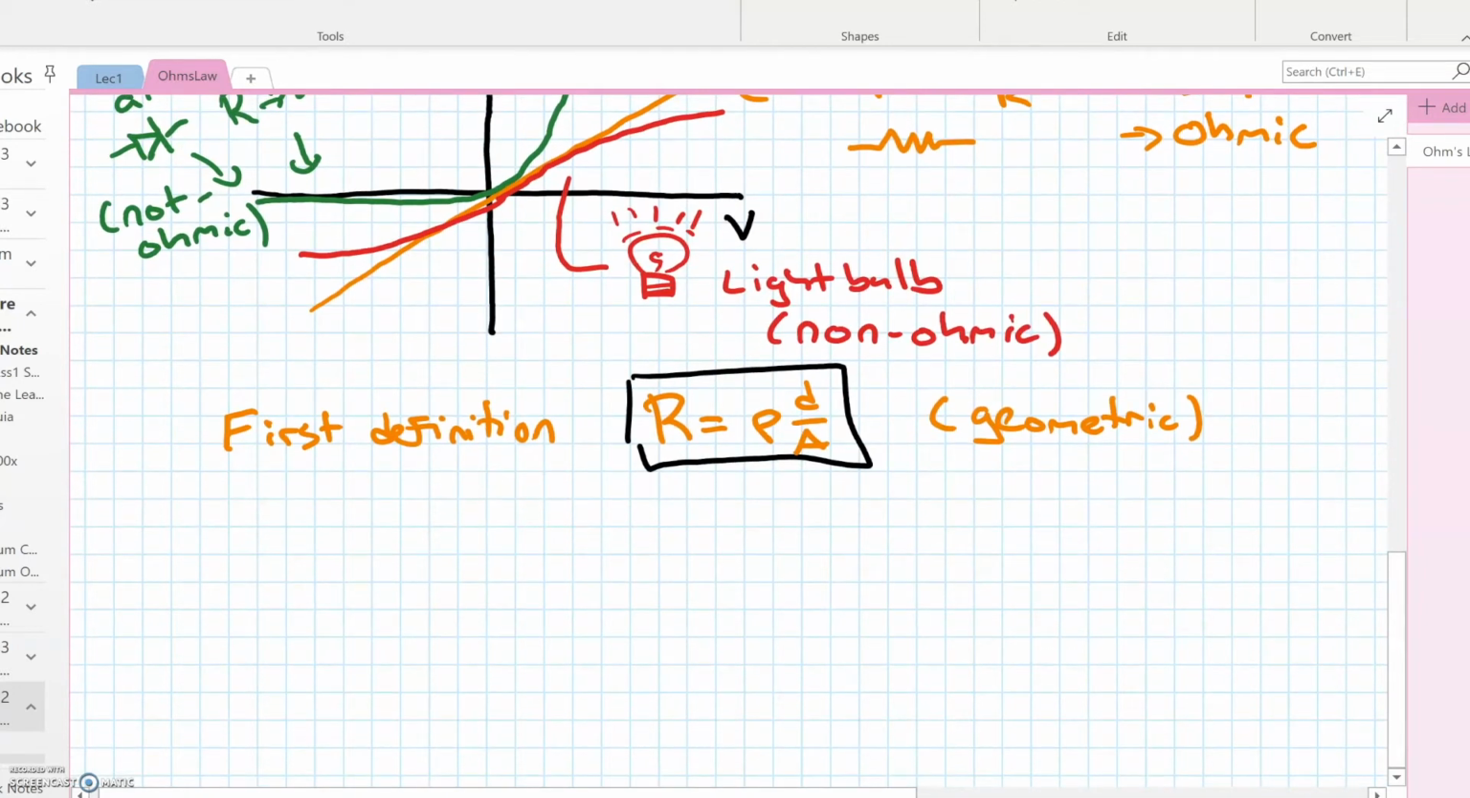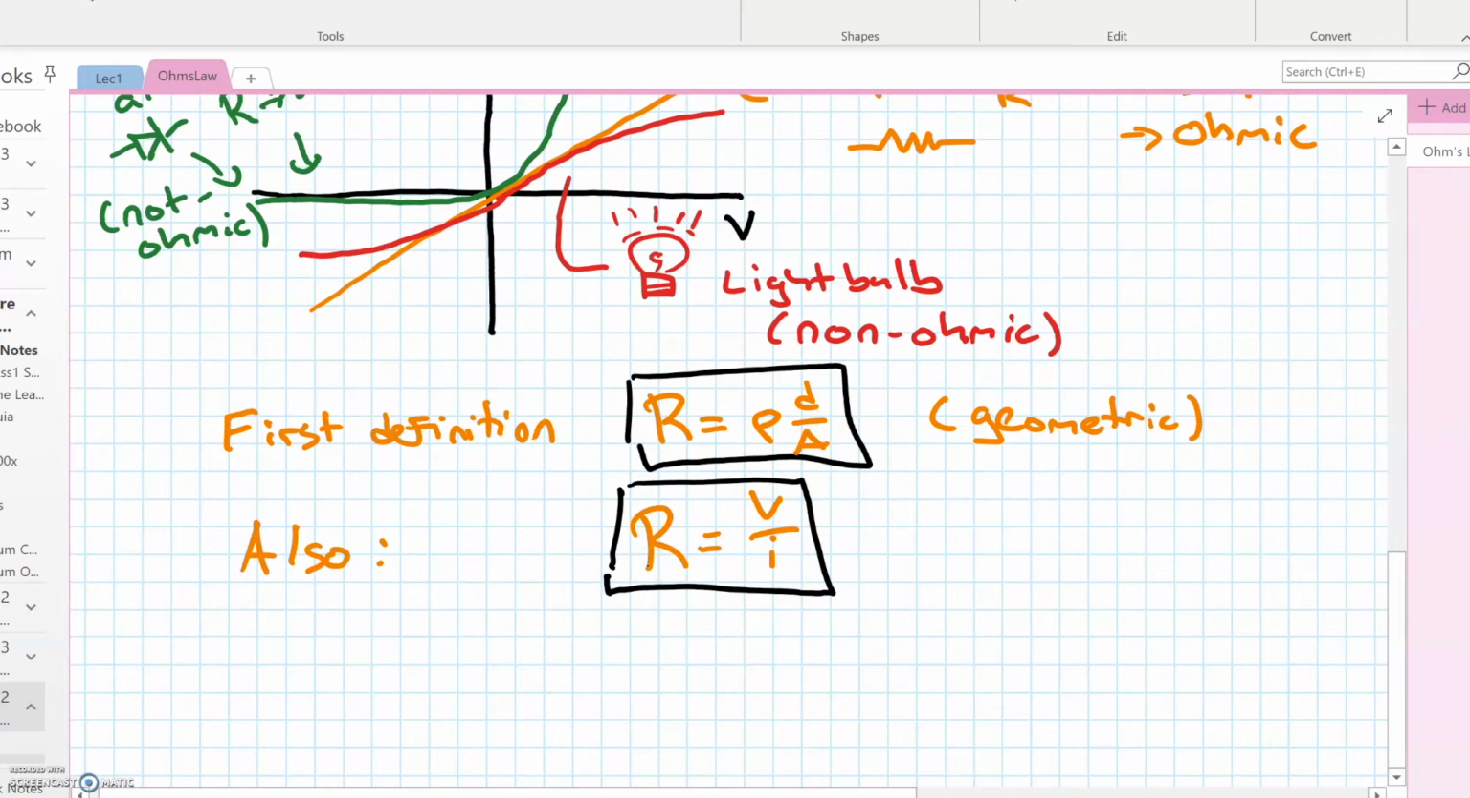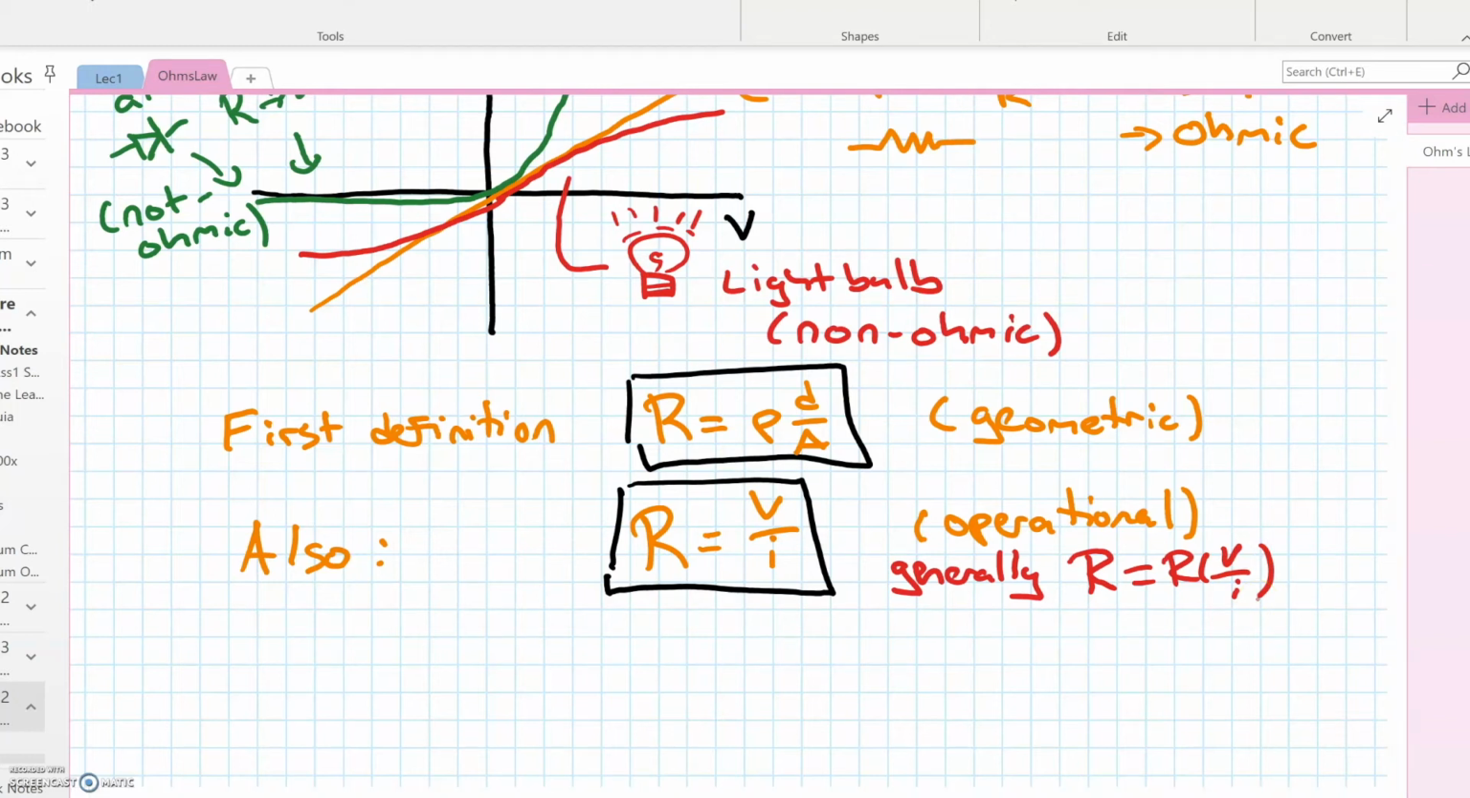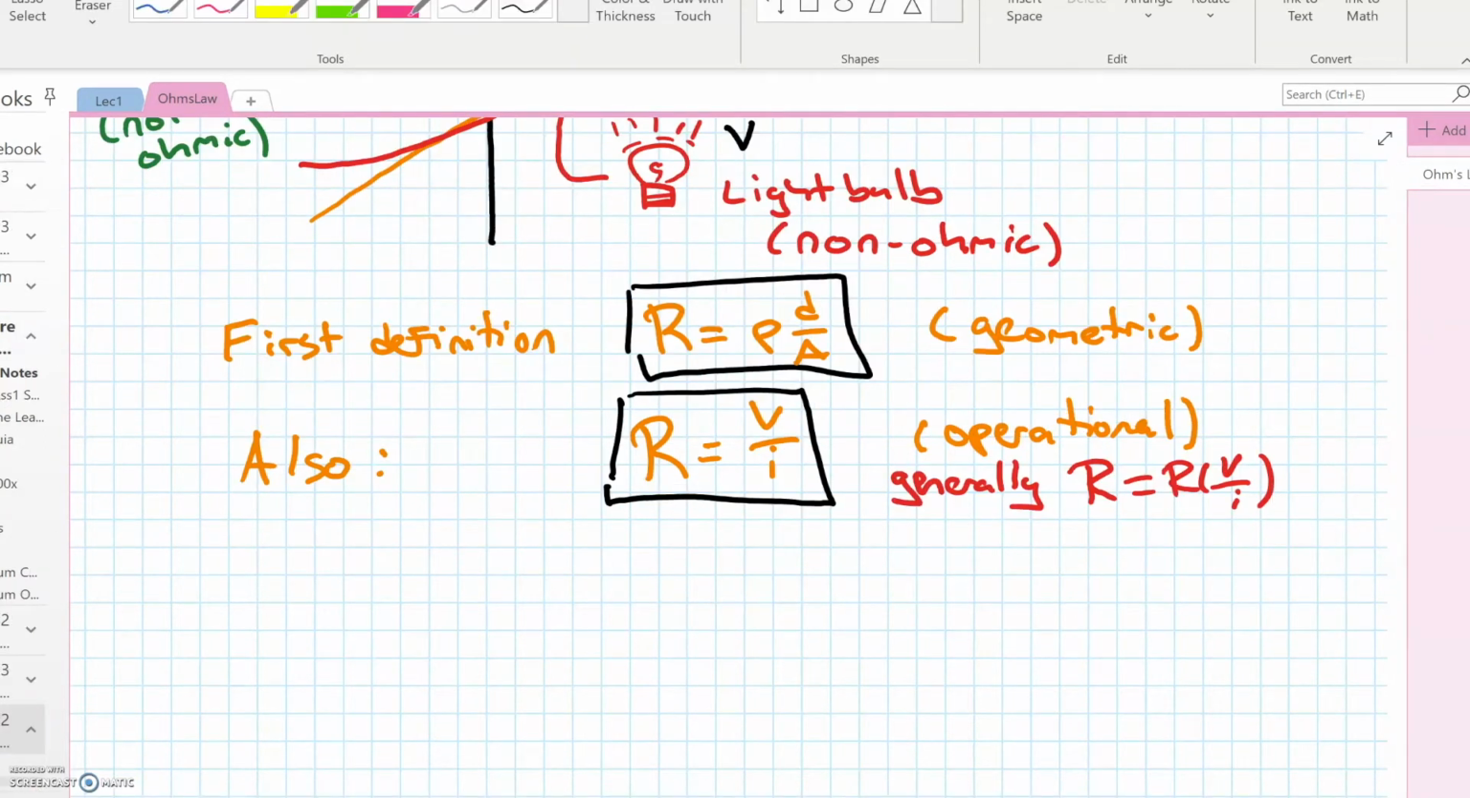Now, if rho is not constant or it behaves in a funny way, we can do an operational definition. We can merely define it as V over I, regardless of whether or not it's constant. We can define it at a particular voltage. We'll call this the operational definition. And we can say generally it'll be a function of voltage or current. Let's say of both. It will depend on that ratio in general. If it's constant, then it does not depend on that ratio and it's ohmic. This form is what is known as the static resistance.